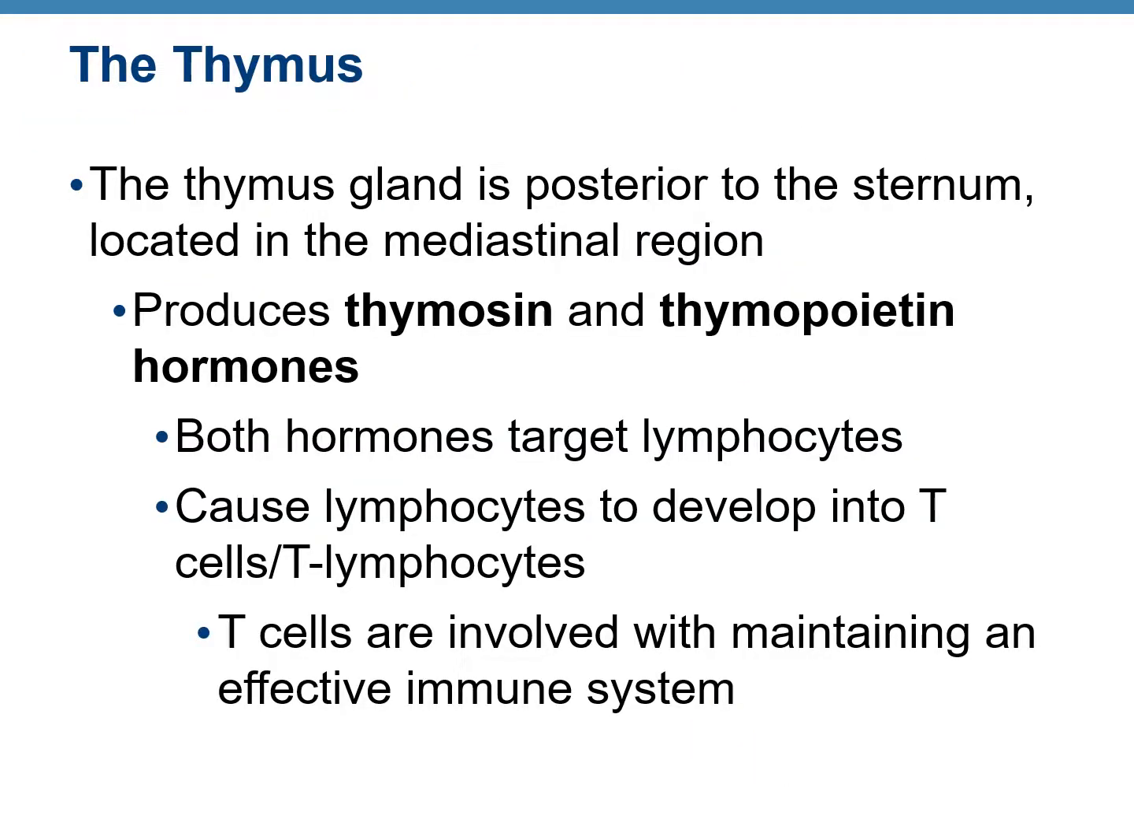The thymus gland is located posterior to the breastbone, sternum. It is in the mediastinal region right above the heart, and it produces two hormones, thymosin and thymopoietin. Both of these hormones play a very important role in the maturation of T lymphocytes.